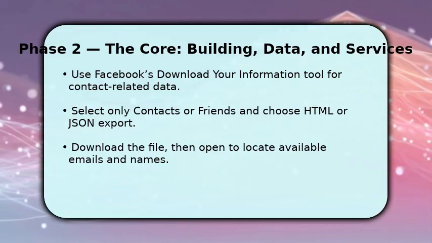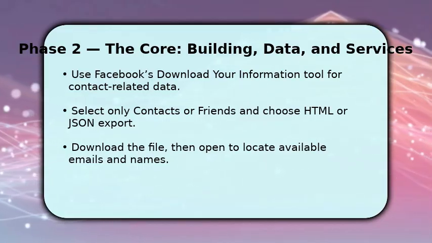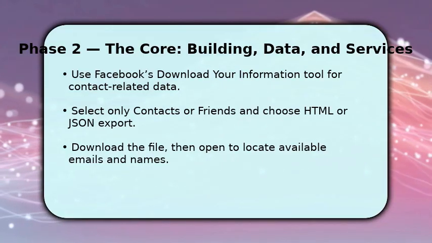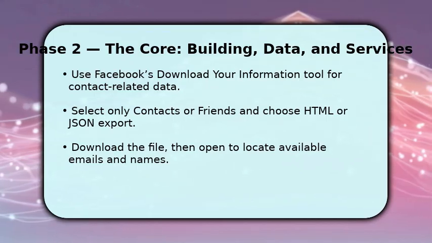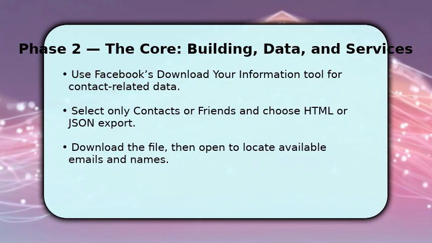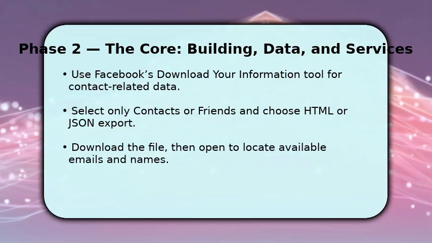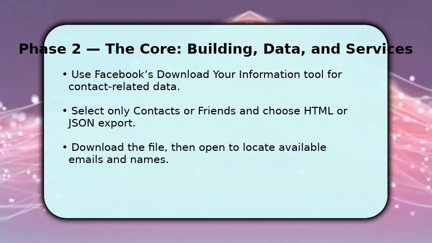Open the friends or contact file to see names and any email addresses Facebook stored and allowed you to export. This process ensures you only retrieve data Facebook intentionally provides, respecting privacy settings.